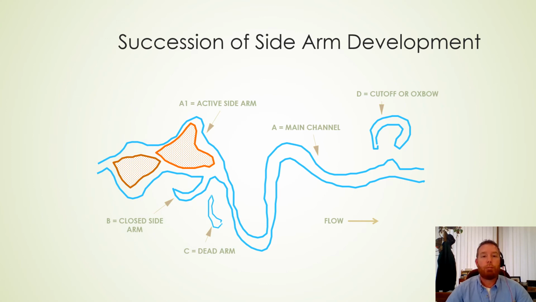So in this example, A is the main channel, B is a former channel that's now a closed sidearm and is only connected on the downstream side. C is a former channel that's now a dead arm and is only connected during high flow events. And D is an oxbow, or a cutoff that is only connected during extremely high water.